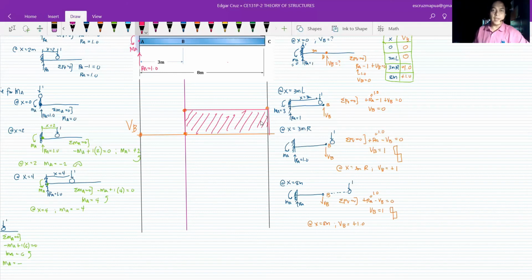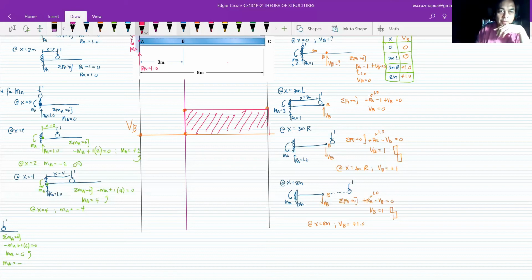Ibig sabihin, if the unit load moves from A to B, the shear at B is zero. Again, if the unit load moves from A up to bago mag point B, ang shear sa B is always zero. Then after tumawid ng unit load from point B hanggang point C, the shear at point B would be equal to 1.